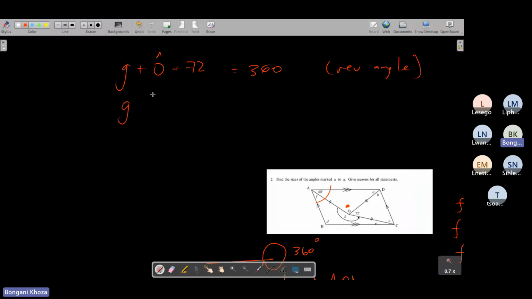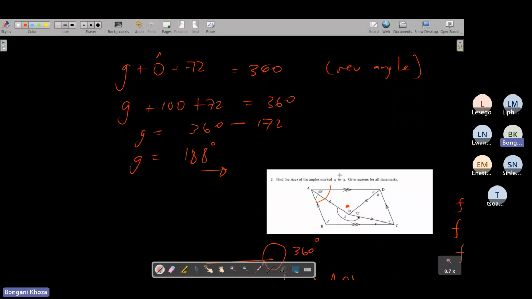So we'll say G plus 100 plus 72 equals 360. And then G equals 360 minus 172. What's 360 minus 172? 188. 188 degrees, like that. So we're able to get the value of A, B, C, D, E, and F.